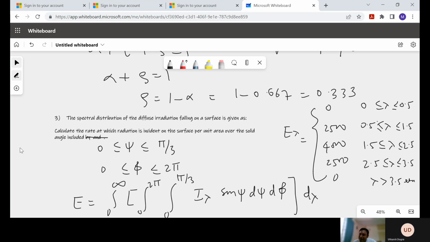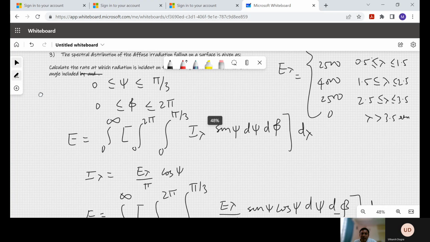Yes, sir. Correct. That is the reason why we have done this, and why we have not directly done E lambda d lambda. If this had been completely intercepted by the surface, then we would have taken the integration over 0 to infinity of E lambda d lambda. Correct. But not everything from this E lambda will be intercepted by a given surface, and therefore we have to include this solid angle here.